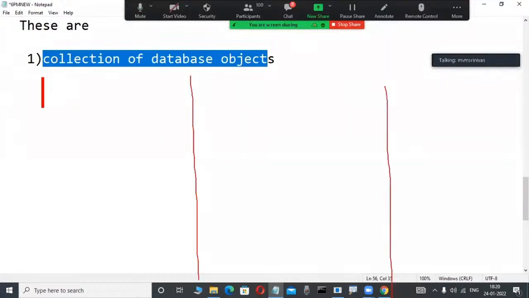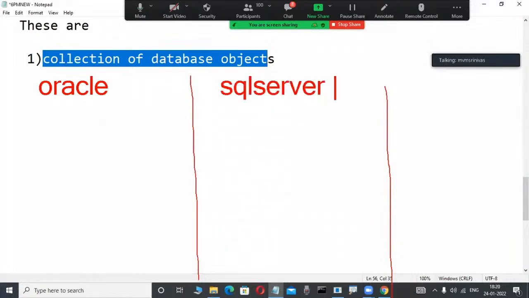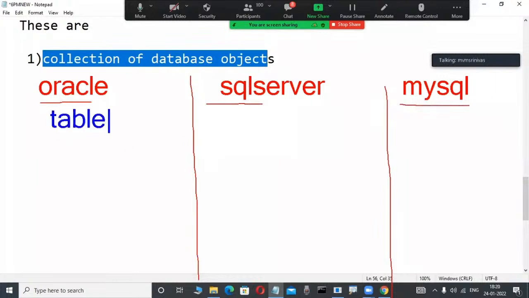Suppose you are learning an Oracle course. Oracle is a relational data model product. Suppose some other fellows are learning SQL Server, which is also a relational data model product, and MySQL is a relational data model product from a different company. In Oracle, which database objects are available? A first-time newcomer may have an idea: table. A table is a database object. Here also a table is there, and in MySQL also a table is there. Same.